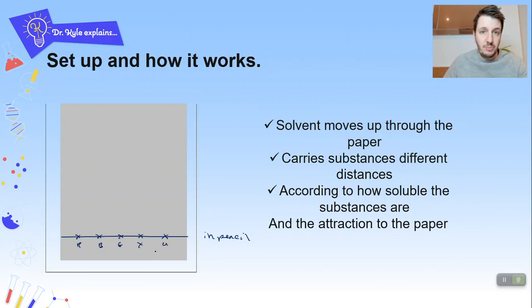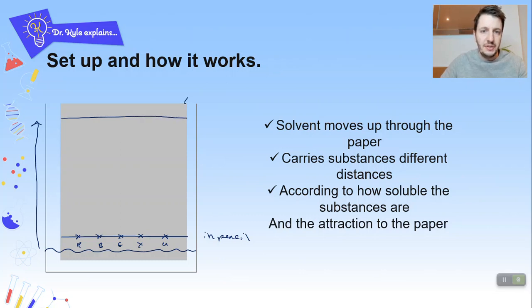Then what you do is you pop that in a beaker and you have some solvent here. Now you need to make sure the solvent goes under the line. And then you allow a little bit of time for the solvent to move up through the paper. The solvent moves through the paper, and then all you do is you draw a line at the top where the solvent has got to.